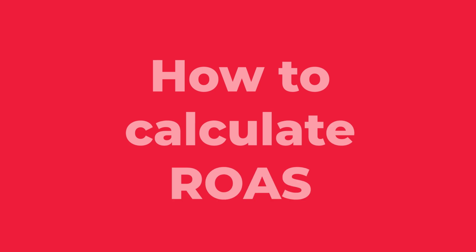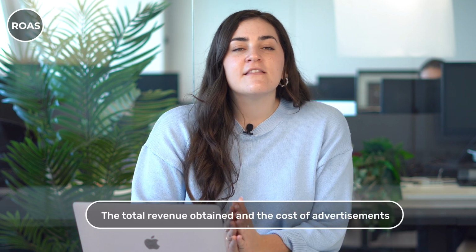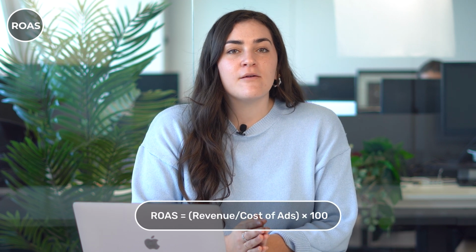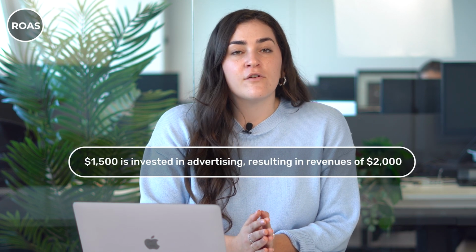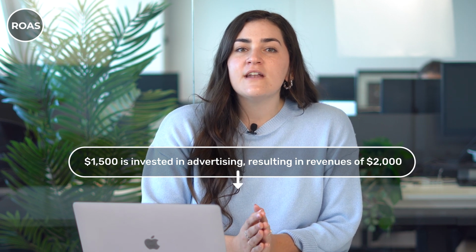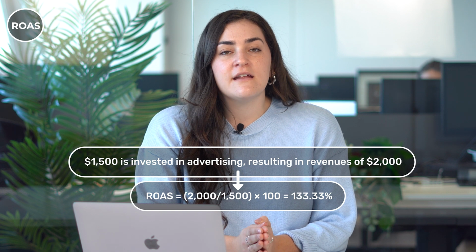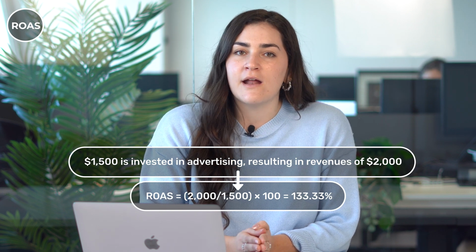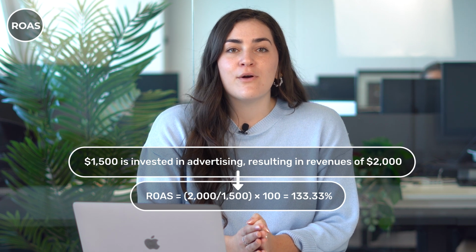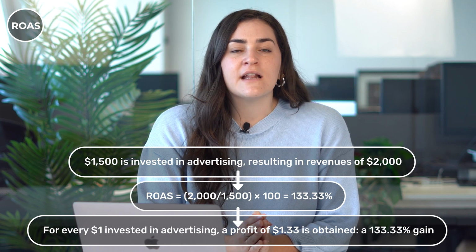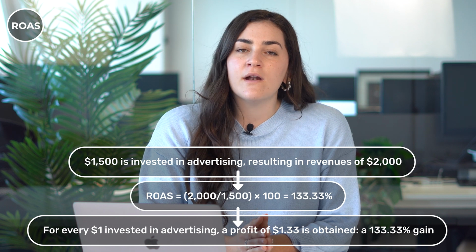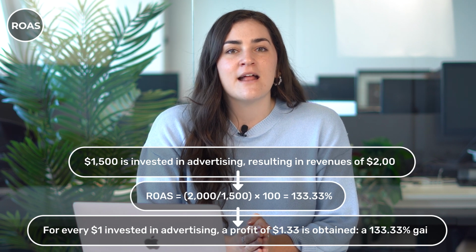How to calculate ROAS? Calculating ROAS requires two pieces of data: the total revenue obtained and the cost of advertisements. This is the formula. ROAS equals revenue divided by cost of ads, multiplied by 100. For example, if $1,500 is invested in advertising, resulting in revenues of $2,000, the calculation is ROAS equals 2,000 divided by 1,500, times 100, equaling 133.33%. This means that for every dollar invested in advertising, a profit of $1.33 is obtained, representing a 133.33% gain for that specific campaign.